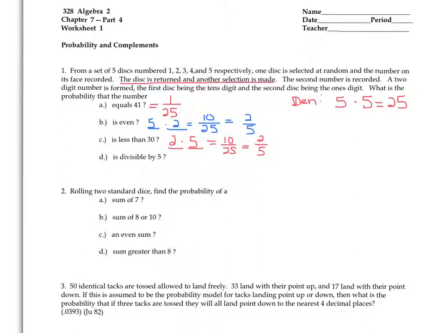And finally, divisible by 5. To be divisible by 5, I must end in a 5. So I've got 1 option, I said 5, meant to write 1. So I have 1 option, and I have 5 options for my tens digit, which gives me 5 out of 25, or I have a 1/5 probability of getting a number divisible by 5.